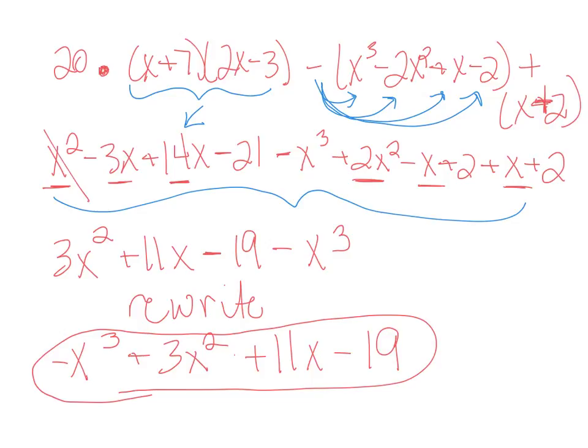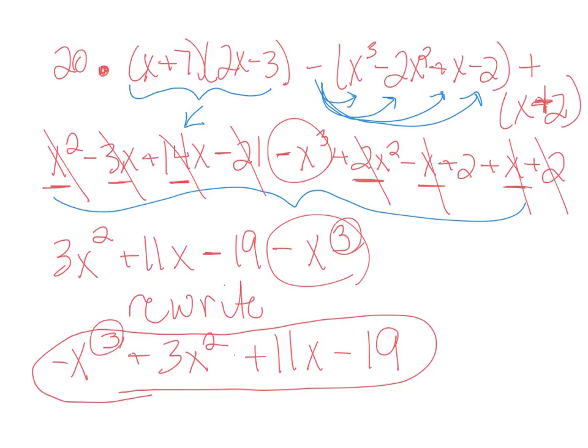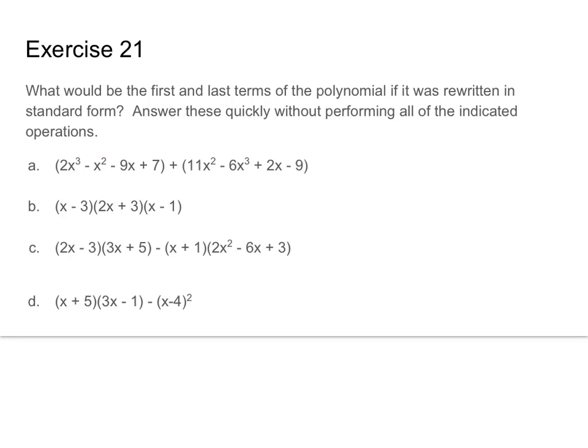So first I got the x squareds, then I got the x's, then the constants. Then I realized I left one out, so I added it back there. But it's never good to put your highest order at the end. It should always be at the beginning, so I rewrote it. All right, exercise 21. What would be the first and last terms of the polynomial if it was rewritten in standard form? Answer these quickly without performing, sorry, I had to sneeze, without performing all of the indicated operations.